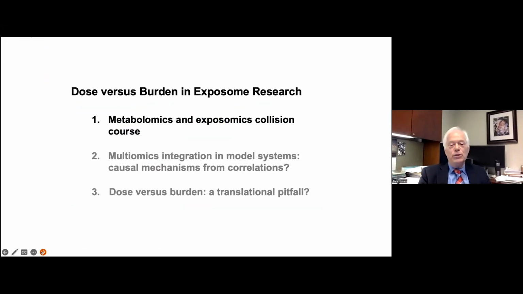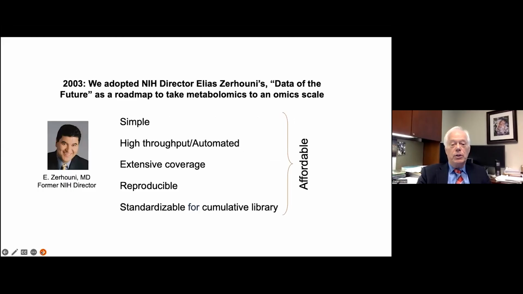I'm going to talk first about what Gary alluded to, and that is this metabolomics and exposomics collision course. I started several years ago, actually 2 decades ago, trying to take metabolomics to an omics scale. And for this, I followed the principles that Elias Zerhouni, the former NIH director, outlined for the data of the future, and that's these 6 characteristics.